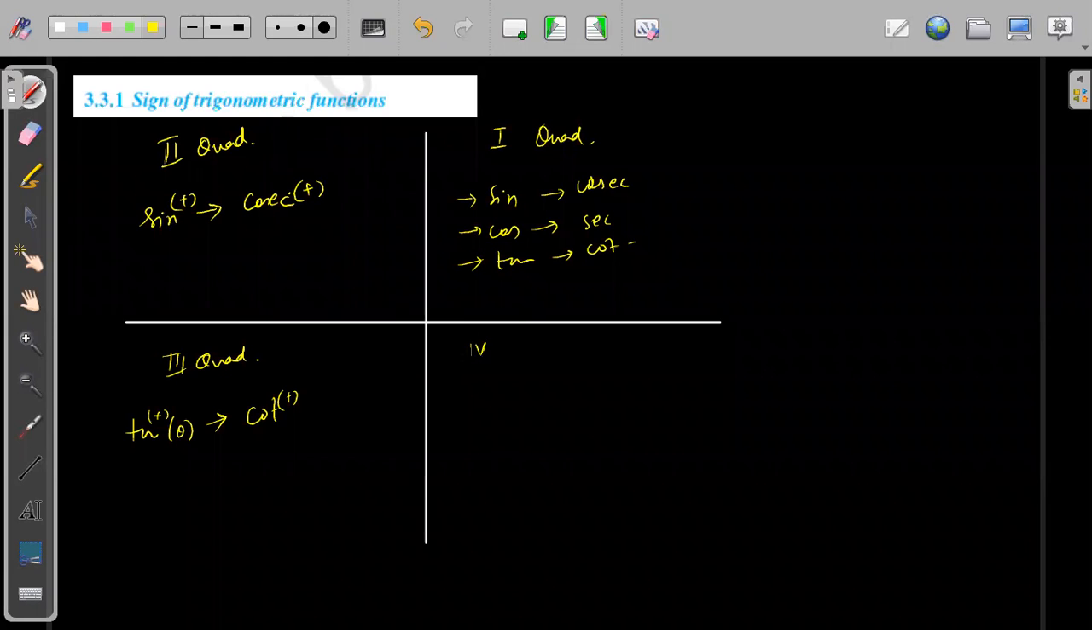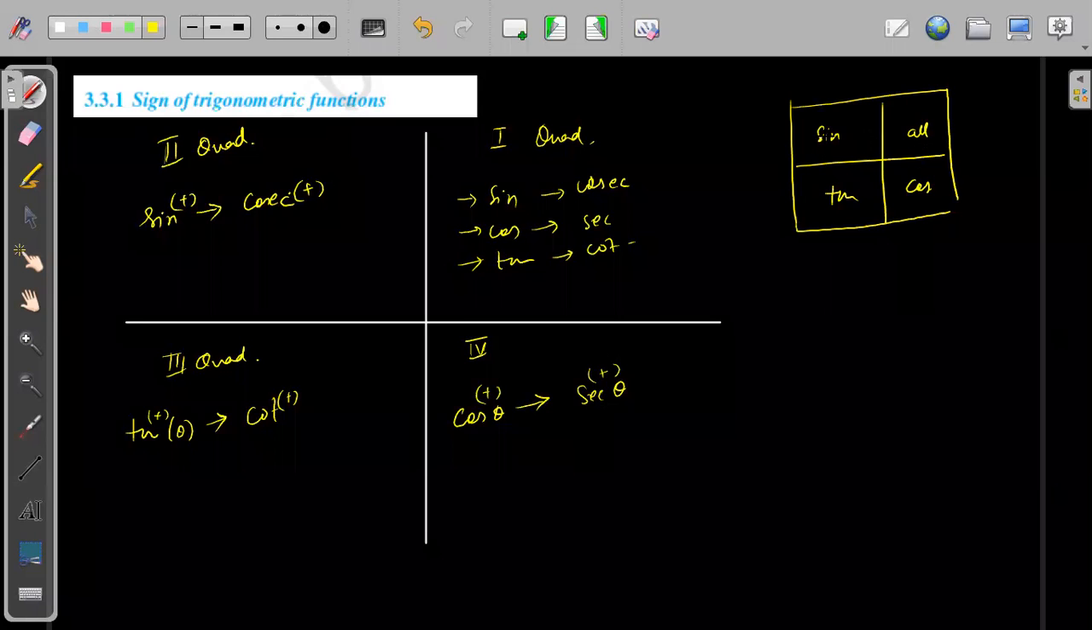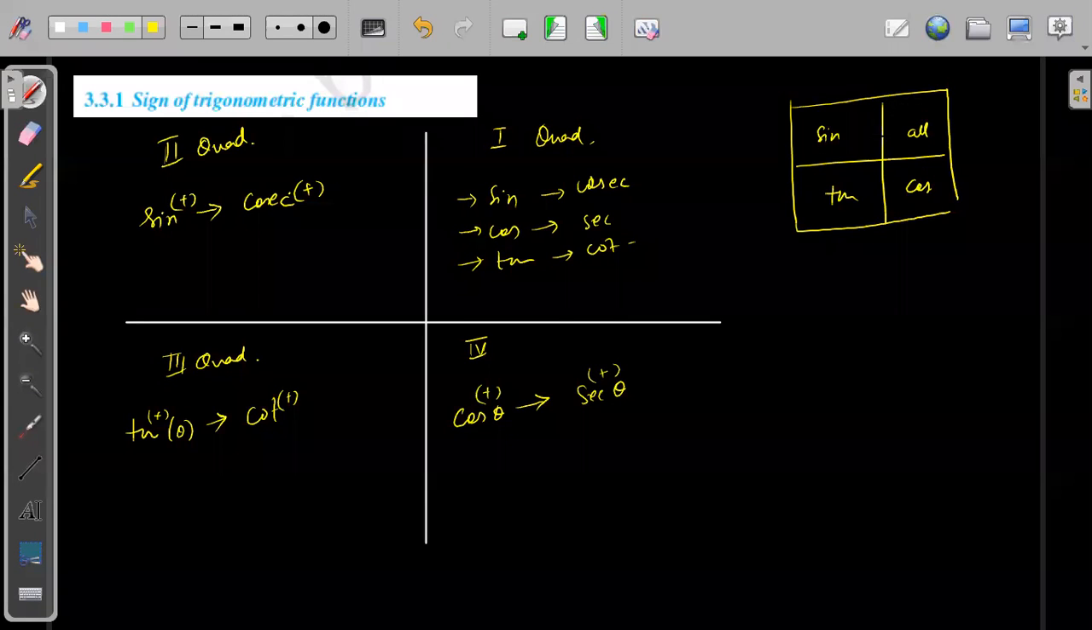Very good. In the fourth quadrant, which one is positive? Cos theta is positive. If cos theta is positive, that means sec theta is also positive. This everybody remembers. Then all, sine, tan, cos. This was the thing which you remember by. All sine, tan, cos. All is positive in first quadrant, sine in second, tan in third, cos in fourth, right?